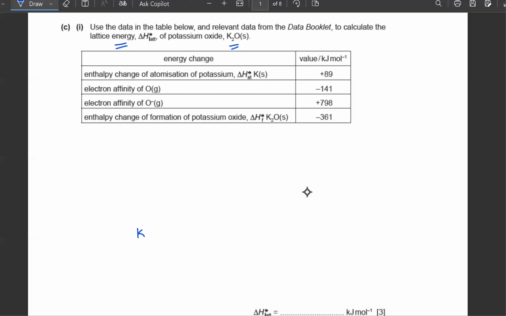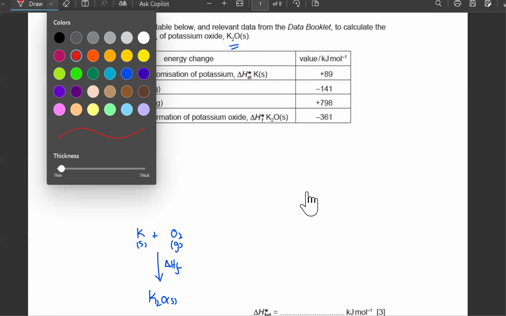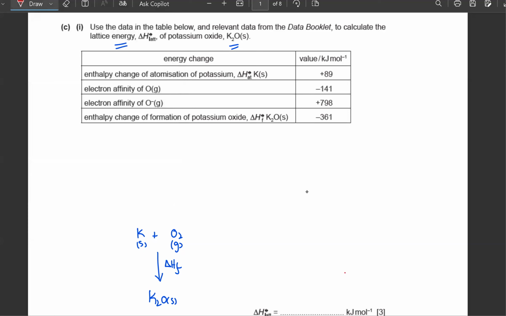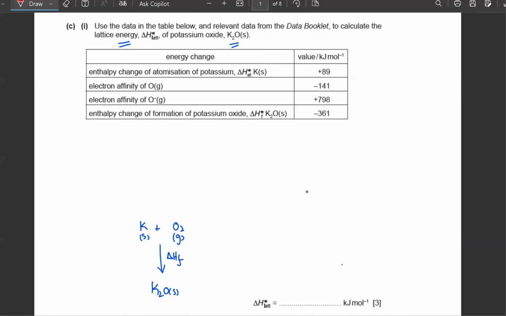So the elements, potassium solid, plus what's the other element? Oxygen gas. Together they are forming potassium oxide. That's my enthalpy of formation, delta HF. Then I'm going to find the other path, which goes stepwise. Since they're not looking for the complete diagram, I'll do everything in one step.